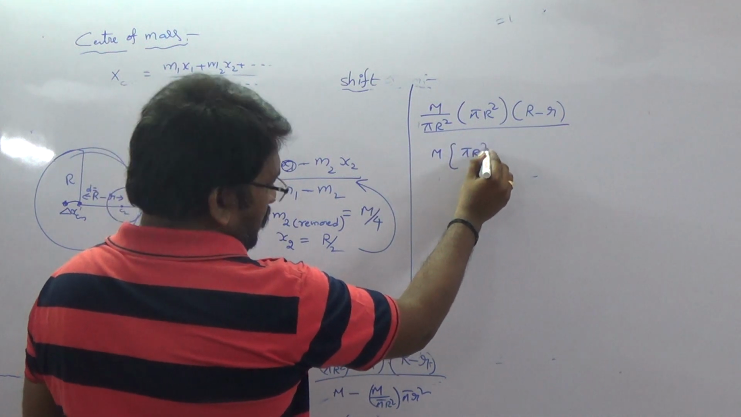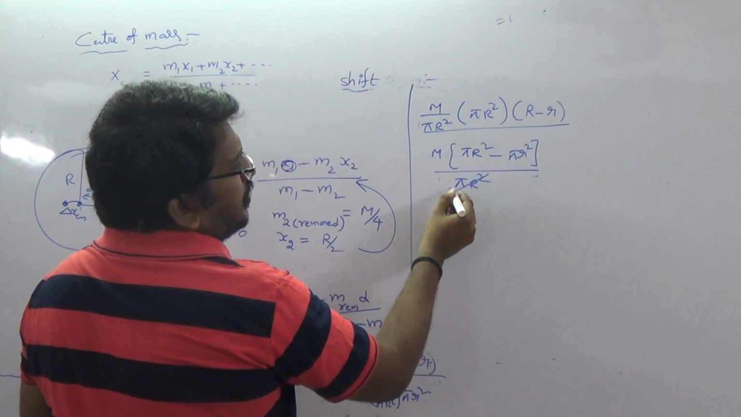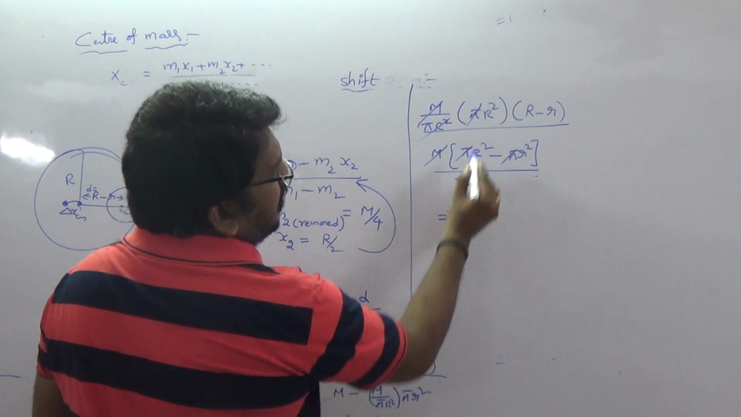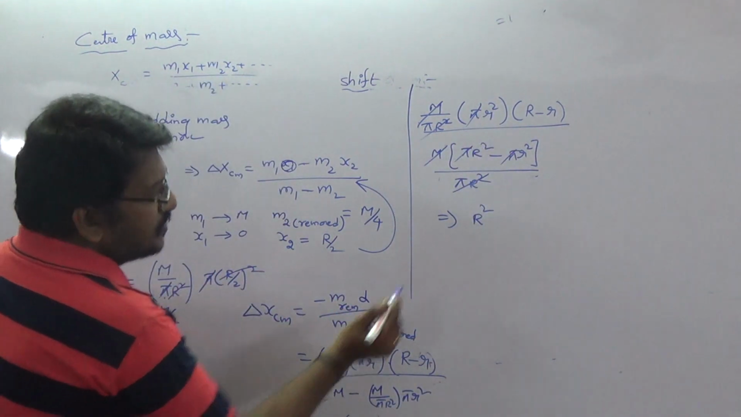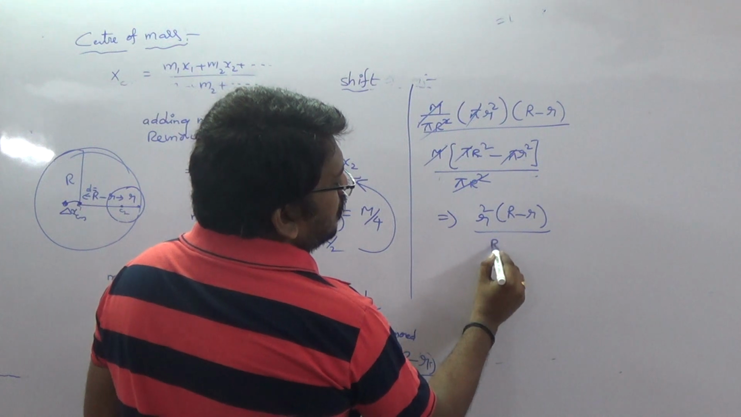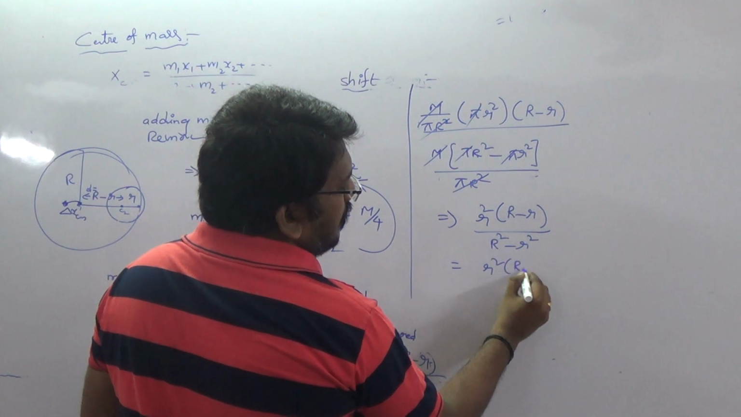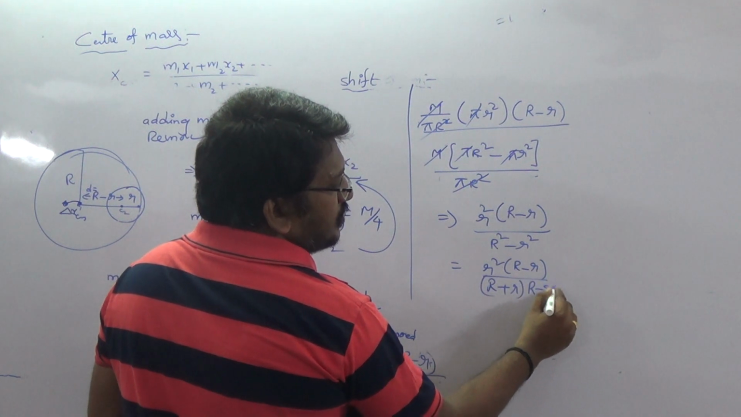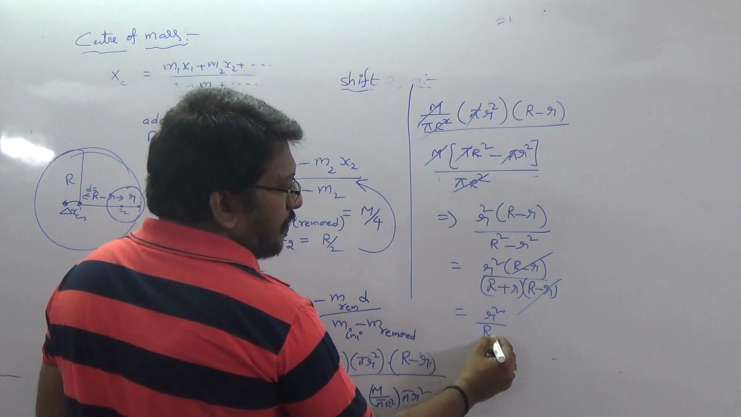We get pi capital R square minus pi small r square by pi capital R square. Pi capital R square cancel. Take out pi common, pi here also cancels. So from that we get, sorry, small r square, because of the mass of the removed part. Small r square into capital R minus small r by capital R square minus small r square. Capital R square minus small r square is like a square minus b square, which is a plus b into a minus b. So R plus r into R minus r. In this case R minus r will cancel. You get small r square by capital R plus small r.